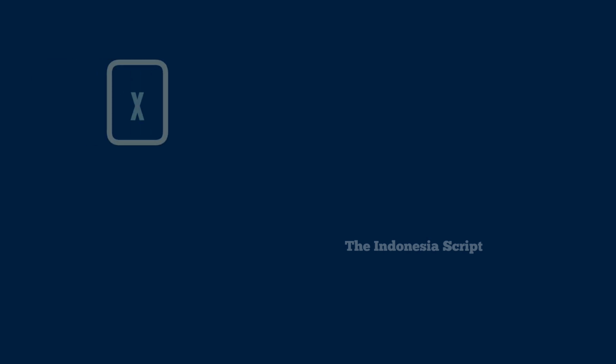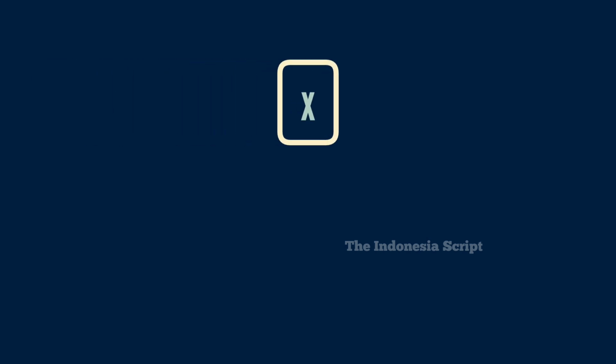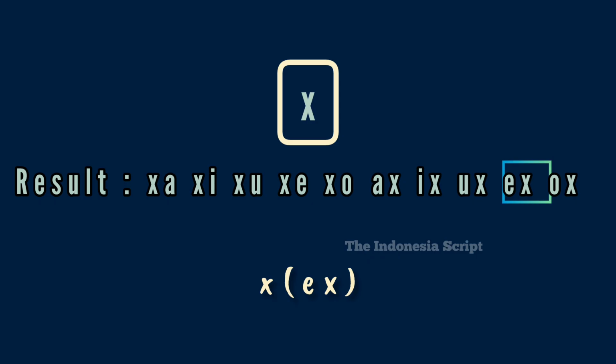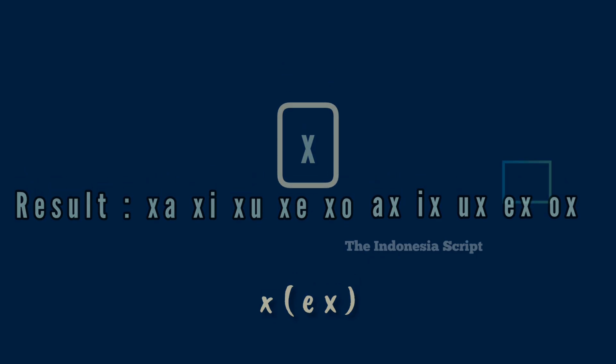Next consonant. From the first combination, we will get xa, xi, xu, xe, xo. And from the second combination, we will get ax, ix, ux, ex, ox. One of the results we get is syllable x, which is the syllable used to pronounce this voiceless letter.